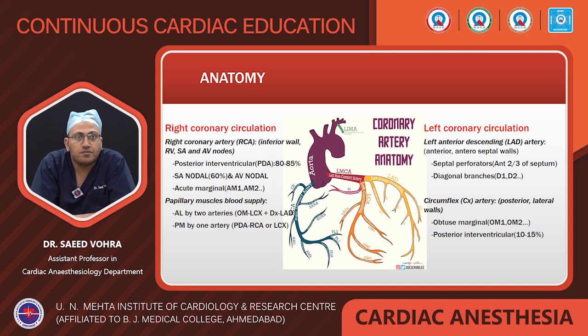Papillary muscles are supplied as follows. The anterolateral papillary muscle is supplied by the obtuse marginal branch of the left circumflex and diagonal branches of the LAD. It is supplied by two arteries, whereas the posteromedial papillary muscle is supplied by either RCA or LCX, depending on the dominance of the coronary circulation.